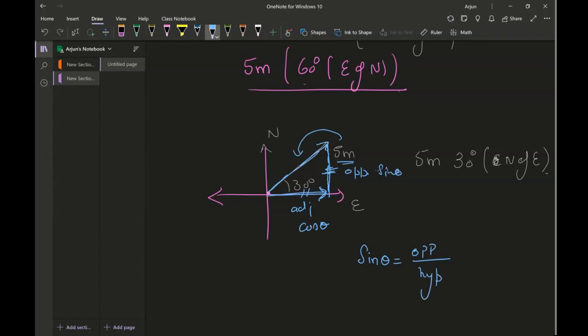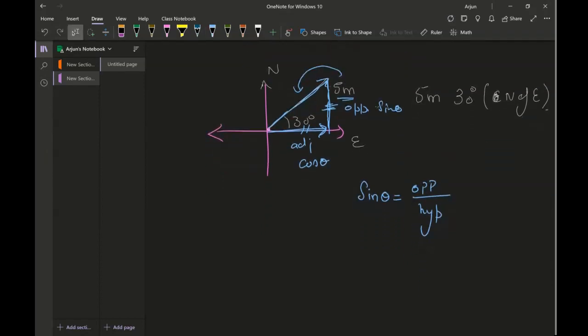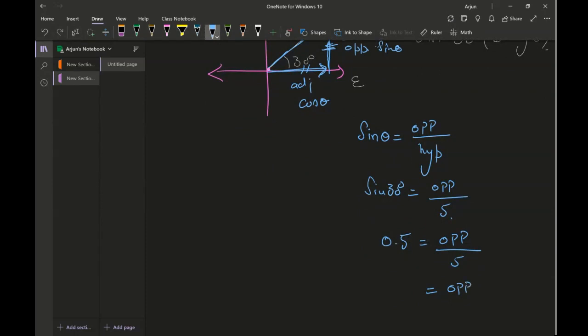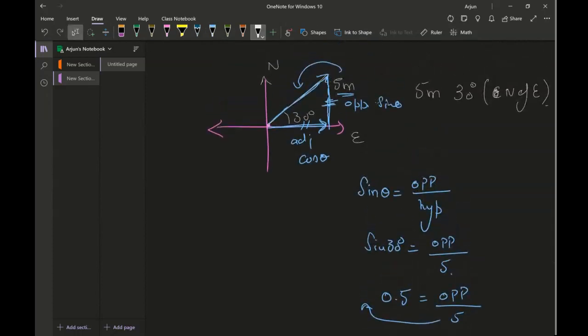So the formula will look like sine theta equals opposite upon hypotenuse. Sine of 30 degrees equals opposite, which is what we are looking for, and the hypotenuse given to me is 5. Sine of 30 degrees is 0.5, equal to opposite upon 5. The opposite value will be 5 times 0.5, which is 2.5. So we got the opposite side. It means the object has covered 2.5 meters along the north direction.